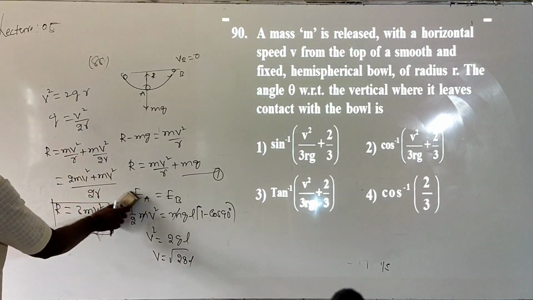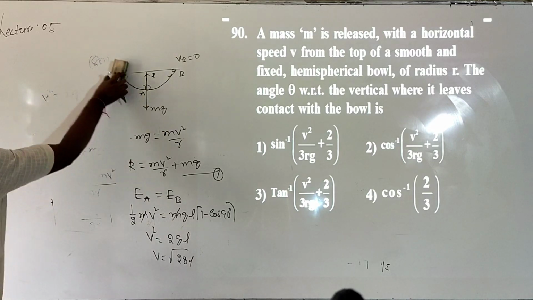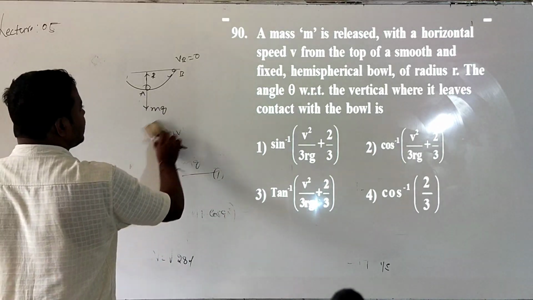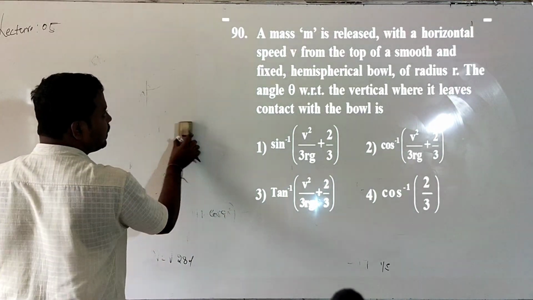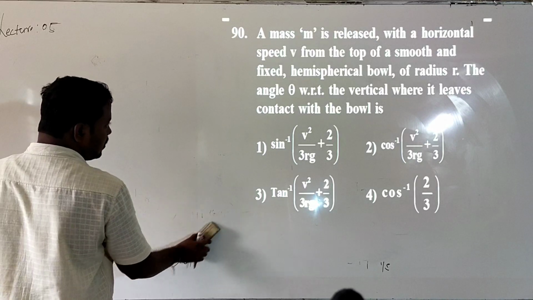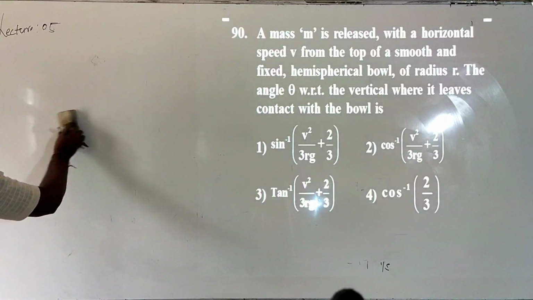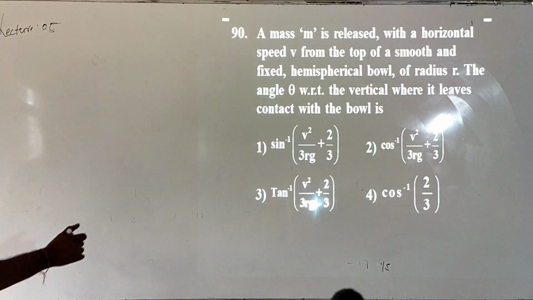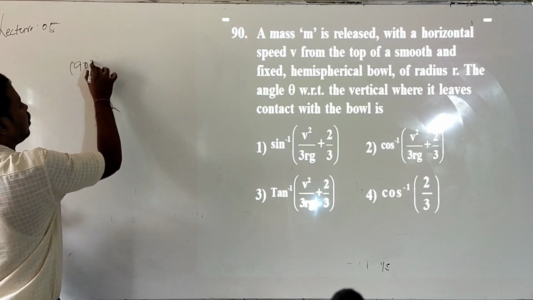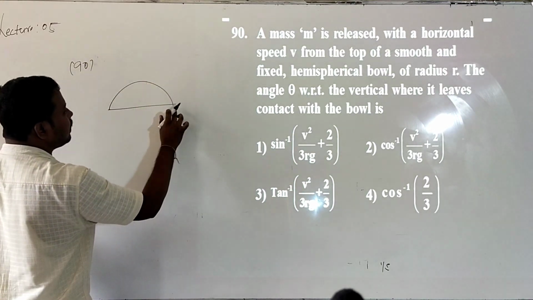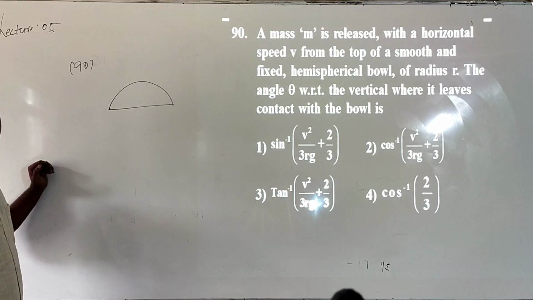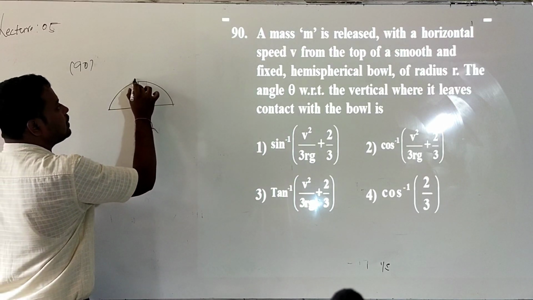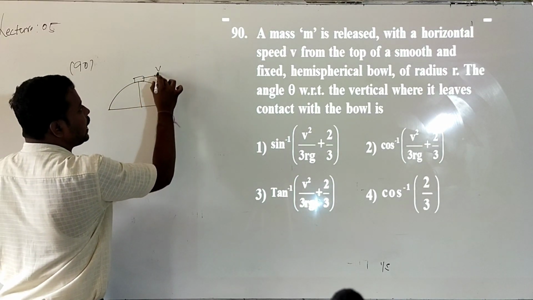Yesterday we discussed this concept. What is this question? A small mass m is released with a horizontal speed v from the top of a smooth fixed hemispherical ball of radius r. The angle theta with respect to the vertical where it leaves contact with the ball is asked, on a convex hemispherical ball. Can you remember this concept from the last class, the third class? So we discussed this concept. The radius is given as r. So a block is released from the top with a velocity v.